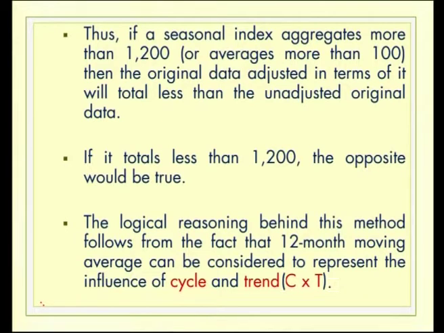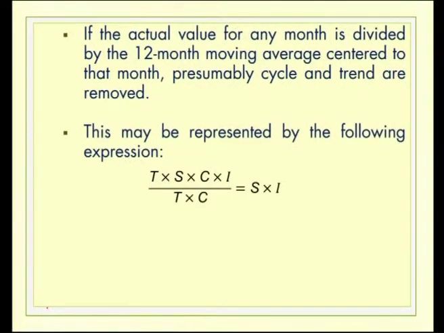The logical reasoning behind this method of finding the seasonal index is the fact that the 12-month moving average can be considered to represent the influence of the cycle and trend. So, if the actual value for any month is divided by the 12-month moving average centered to that month, presumably cycle fluctuations and trend values are removed. This may be represented by the following expression: trend into seasonal into cyclical into irregular variations is the multiplicative model of the original data.